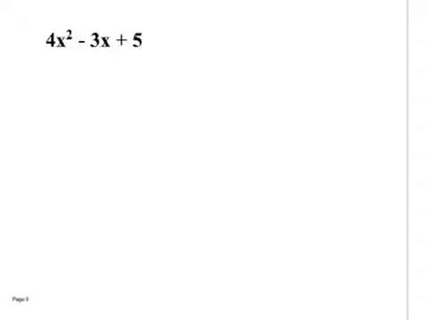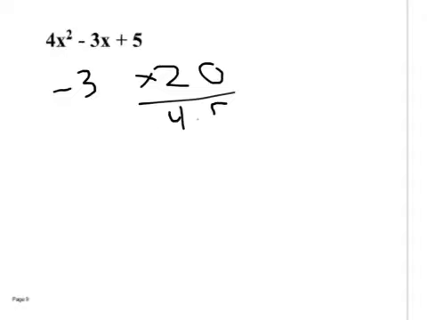4x squared minus 3x plus 5. So I need to look at what adds to give me negative 3, what multiplies to give me what? Someone tell me. 20. Okay, we take 4 times 5. So what adds to give me negative 3 and multiplies to give me 20? What are the factors of 20? 1 and 2, 4 and 5, 1 and 20, 10 and 2. What else?